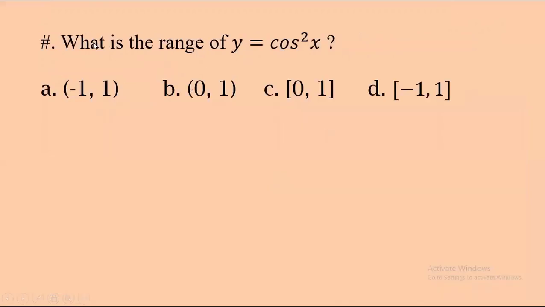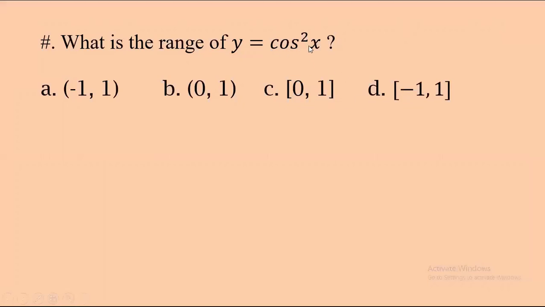Next, what is the range of y is equal to cos square x? You see, for cos square x, do we get any negative value? What is the range of cos x? Minus 1 to 1. If we make it a square, all negative values turn into positive. So we are not getting any negative value. So what is the correct option? 0 to 1. That is option C.